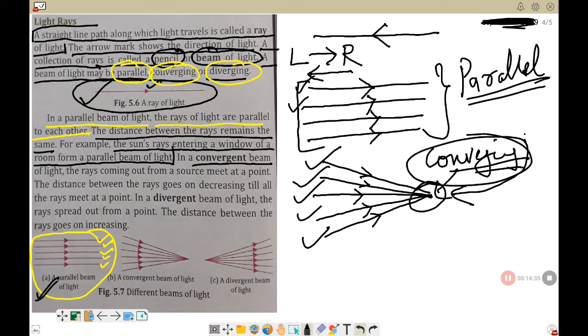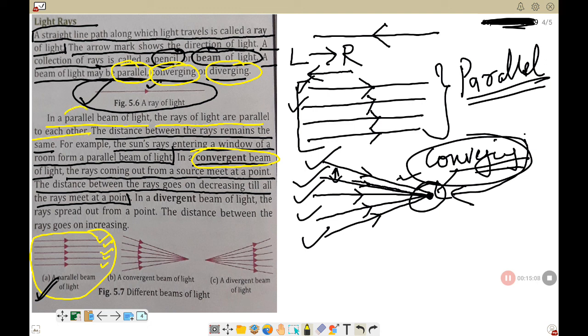So this is a convergent beam of light. The rays coming out from a source meet at a point. The distance between the rays goes on decreasing till all the rays meet at a point. So here you can see your distance यति थियो, isn't it? But as you go in this way, the distance between the rays is decreasing and ultimately they are meeting at a point. So this kind of beam of light is called convergent. What do we call it? Convergent beam of light. Understand?